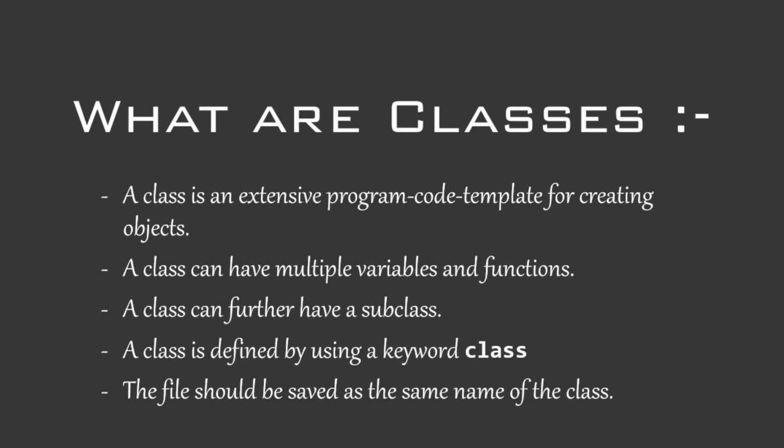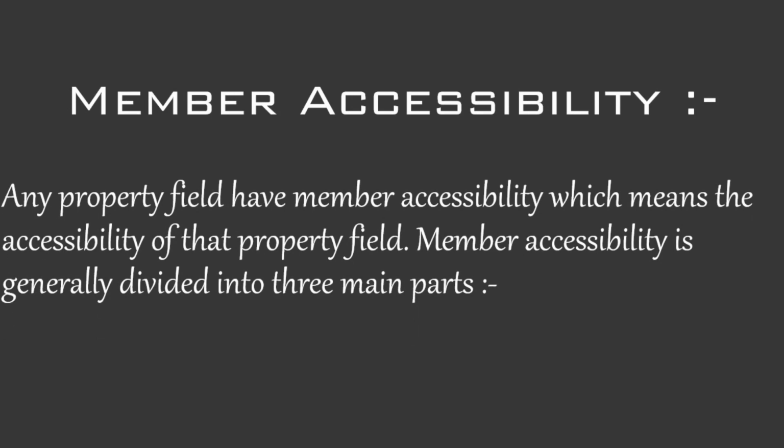For example, if I write the name of the class as my first class, so the file name should also be saved as my first class, or else the code will not be executed and the error will be shown on the screen. So, member accessibility. Any property field has member accessibility, which means the accessibility of that property field. Member accessibility is generally divided into three main parts: public, private, and protected.